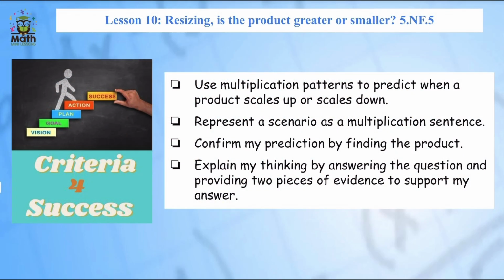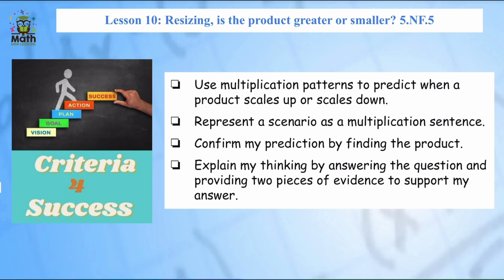In this lesson, we're going to talk about resizing and figuring out, is the product greater or smaller? So when we're multiplying, we want to be able to predict when the product will be greater or smaller than its factors. And we already know so much about multiplying numbers, so we're going to explore three different conditions. We're going to multiply by numbers that are less than 1, multiply by 1, and multiply numbers that are greater than 1, and we're going to see what happens.